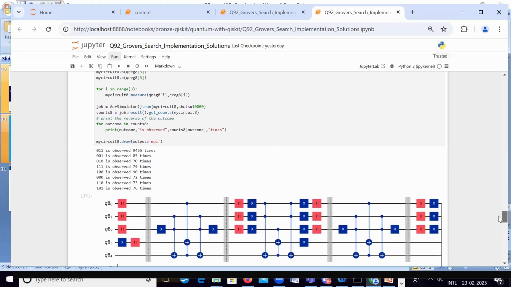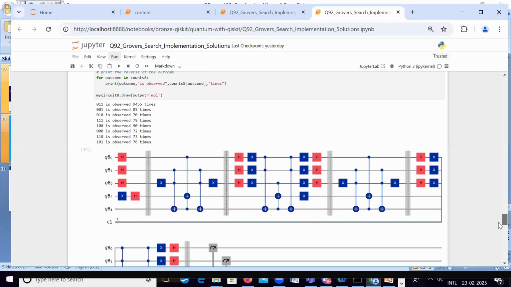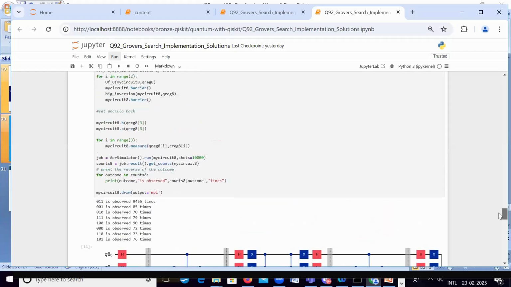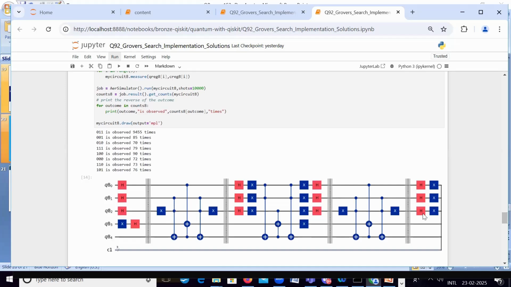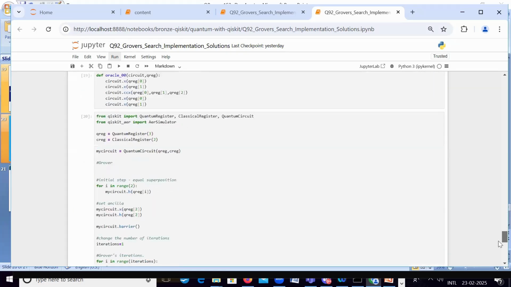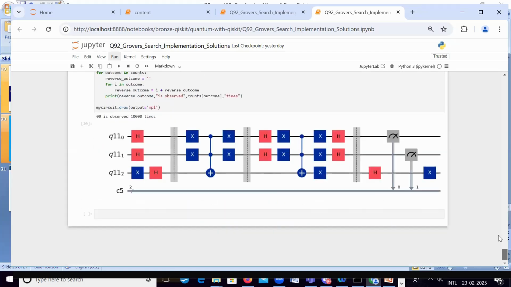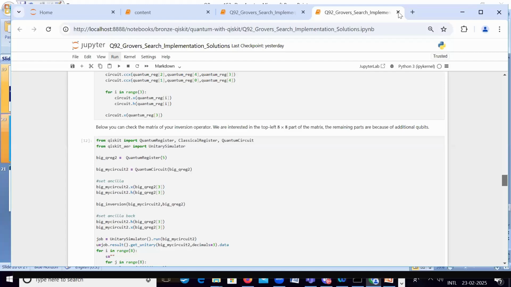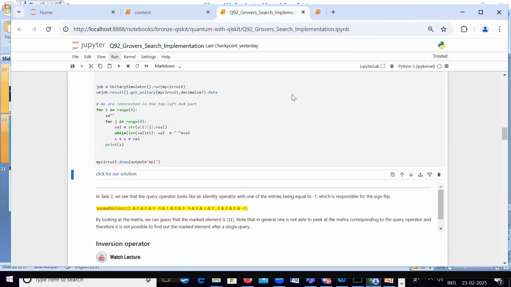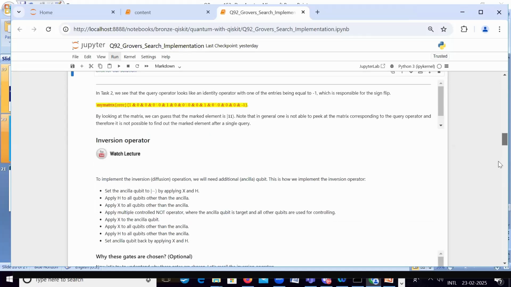The circuit is getting deeper and more complicated. By looking into this, we can identify the different operations performed once the different ancilla operation is performed, the set of H and X, and then while sending back, that is the reverse order here. I think with this, we finished all the notebooks, and let's go further.